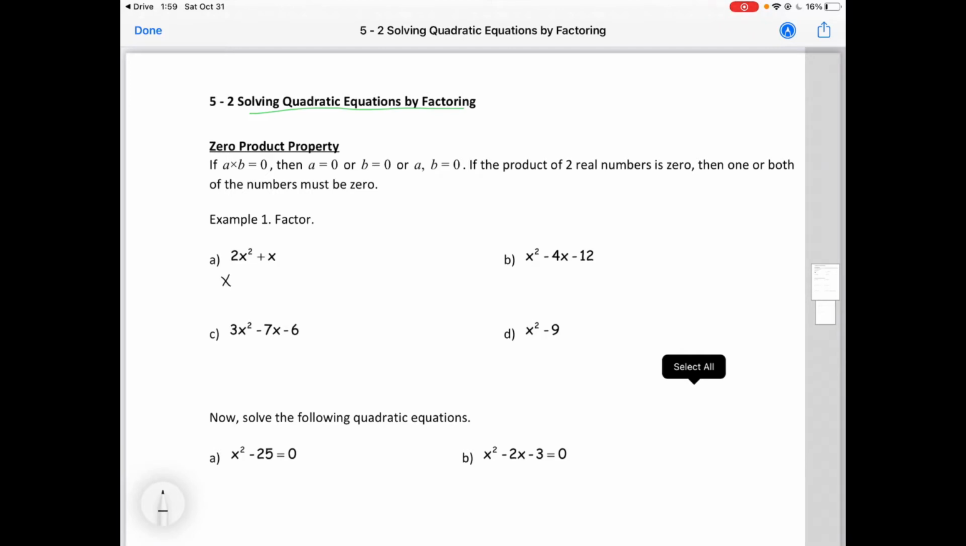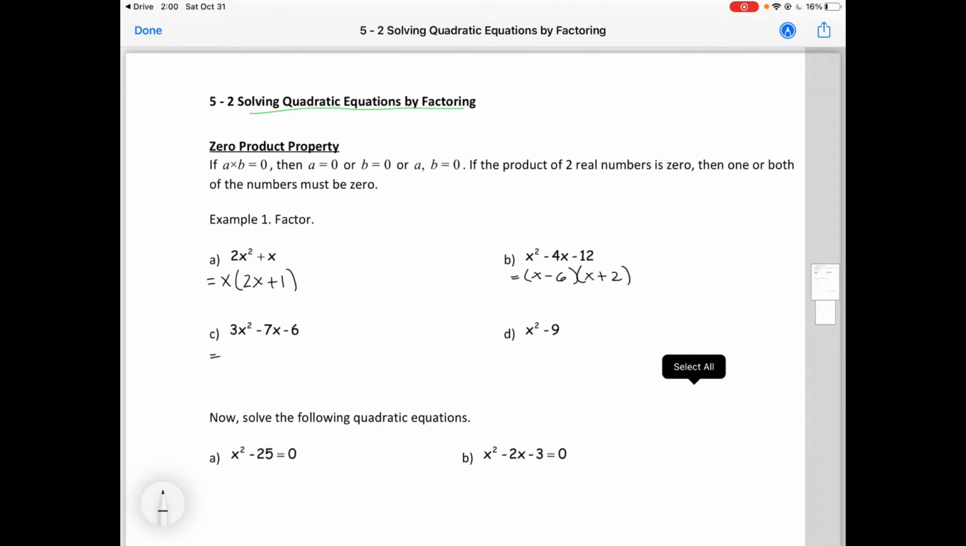So here we would common factor out an x. We'd be left with x times 2x plus 1. Our next one is a simple trinomial. We're looking for two numbers that multiply to minus 12 and add to minus 4. So those two numbers are going to be minus 6 and plus 2.